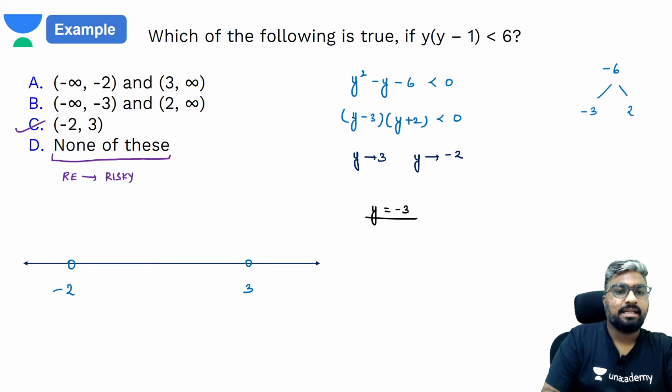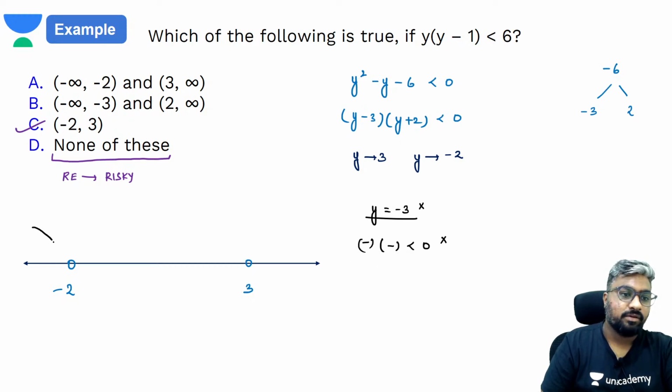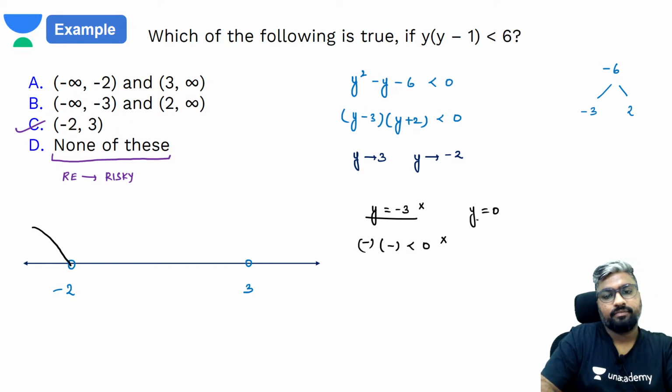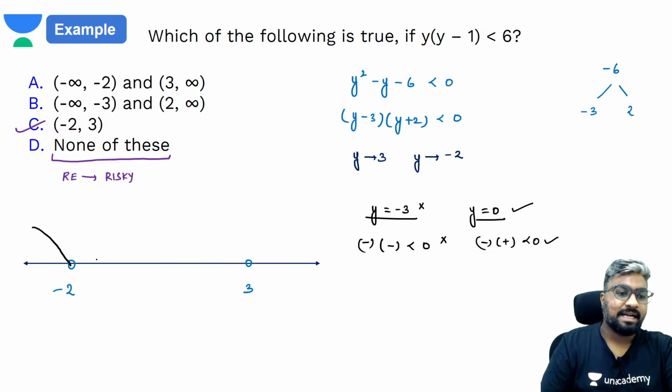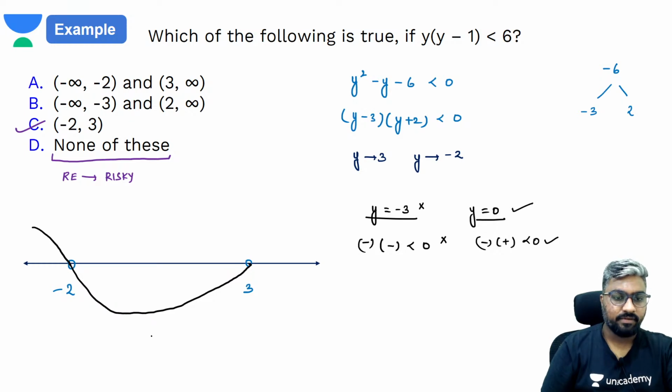If y is minus 3, minus 3 minus 3 is negative. Minus 3 plus 2 is negative. We should get this value to be less than 0, meaning negative. But negative into negative is positive. This is not true, so y equal to minus 3 does not satisfy. Here we are getting a positive value. Between minus 2 and 3, plug in 0. If y equal to 0, this is negative, this is positive, it is less than 0, so it satisfies. That means here the value of the entire equation will be negative.